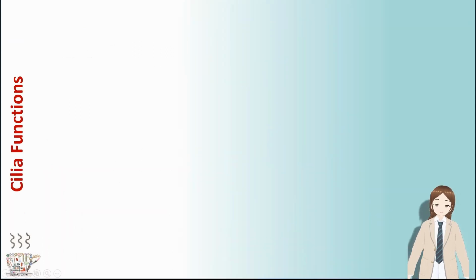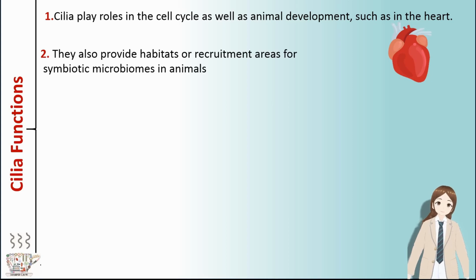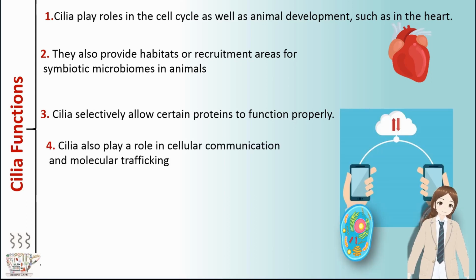Cilia functions. Number 1. Cilia play roles in the cell cycle as well as animal development, such as in the heart. Number 2. They also provide habitats or recruitment areas for symbiotic microbiomes in animals. Number 3. Cilia selectively allow certain proteins to function properly. Number 4. Cilia also play a role in cellular communication and molecular trafficking.